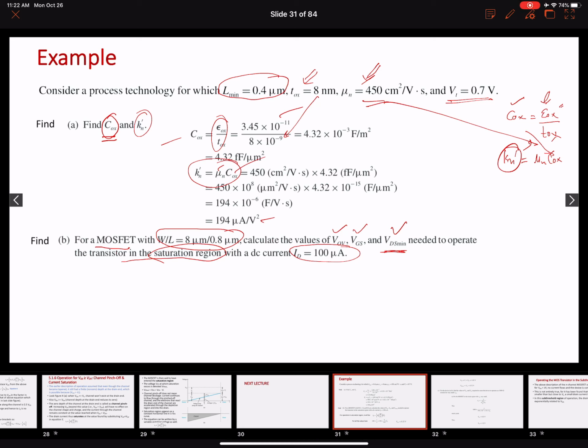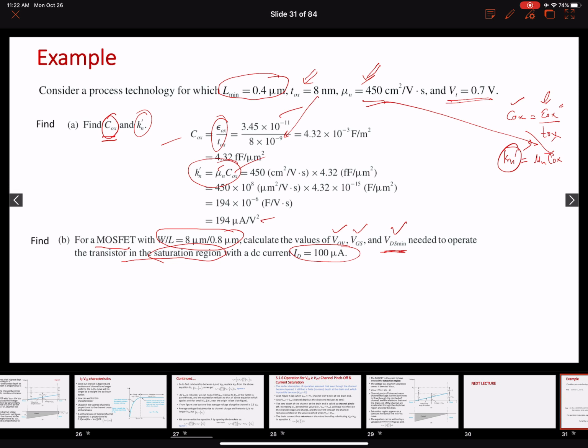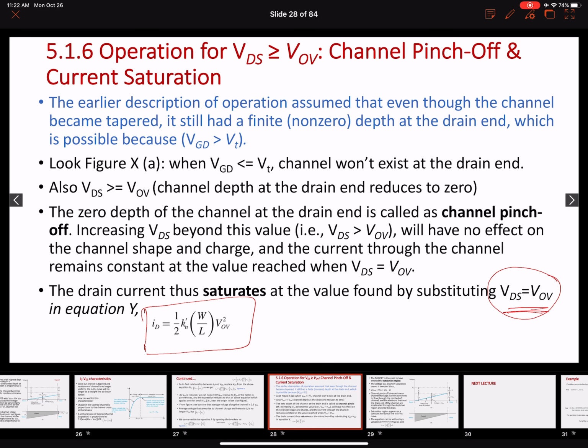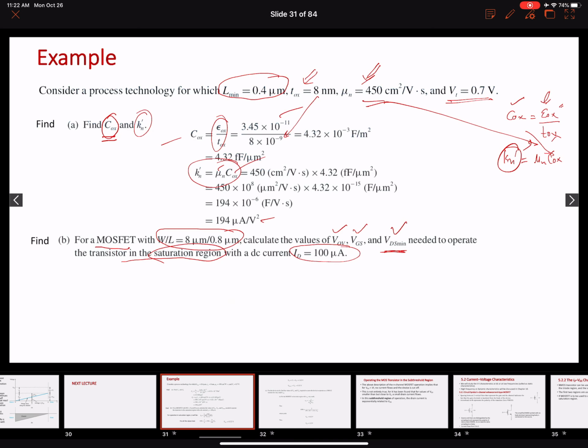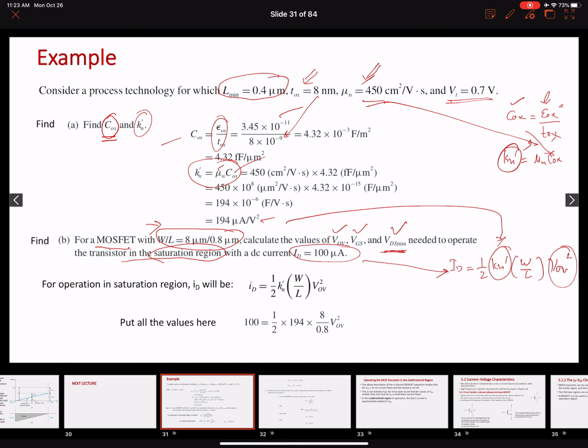In order to find out all of these voltage values, we can start with the equation of the drain current in the saturation region. The equation of the drain current in the saturation region is over here, this one, right? The pinch off when we talked about. So half Kn dash W over L VOV whole square. Our drain current equals half Kn dash W over L VOV whole square. Now we know the value of ID. Kn dash is coming from here. W over L is over here. And we can easily calculate the value of the overdrive voltage, right? Here are the calculations you can find out.